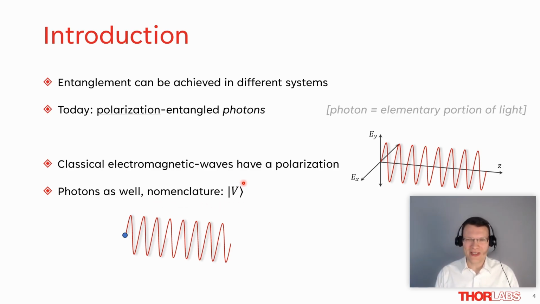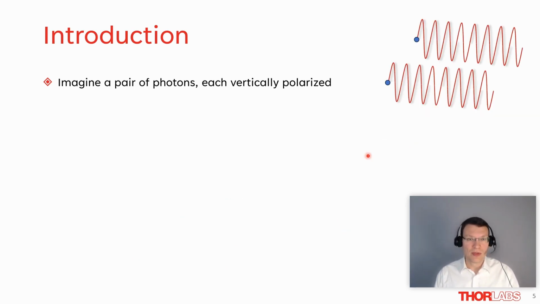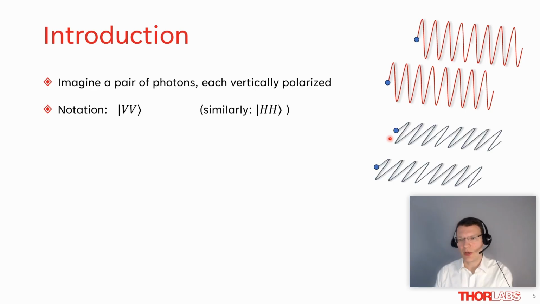The way that we write this down is in this ket notation here, so a vertically polarized photon would be V. Now we're talking about photon pairs throughout the presentation, so two of those. We write this down if we have two vertically polarized ones as VV, and similarly if we have horizontally polarized ones with HH.